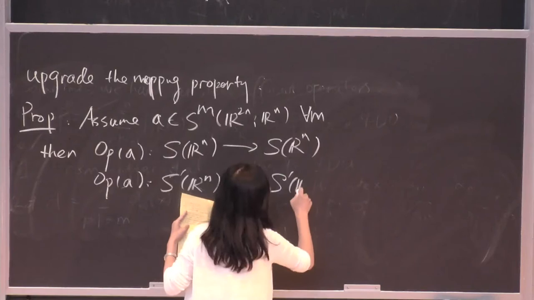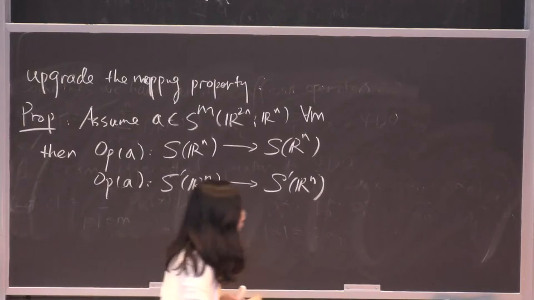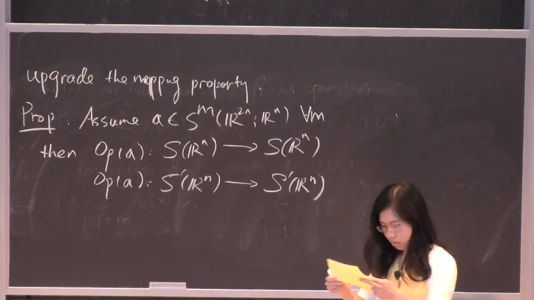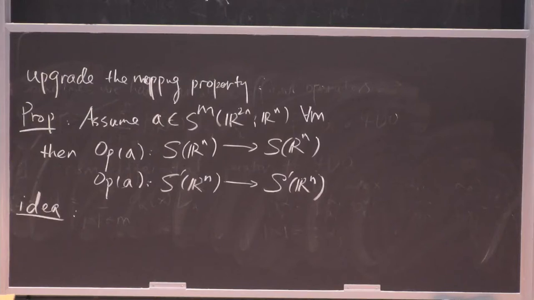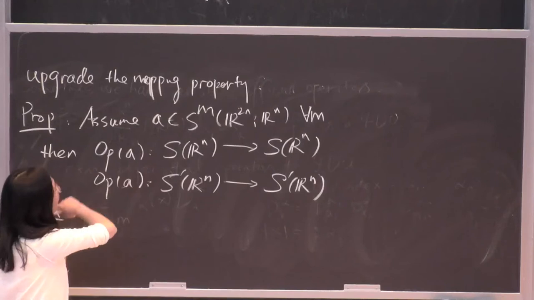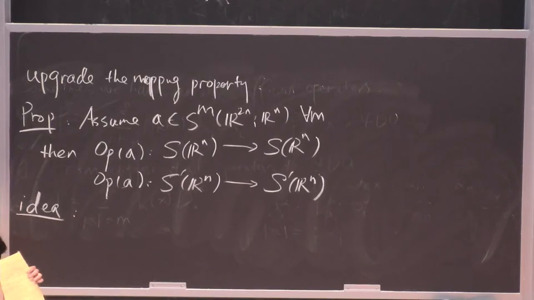So you'll see that the second line really follows from the first line. But the first line needs a bit of explanation, and hopefully I'll have a tiny bit of time. Let me just say a bit about the idea. In the previous mapping property, how did we get this L infinity? I just needed the integral to converge. Now, to show that Op A acting on a Schwartz function gives a Schwartz function, it means that if I keep applying this differentiation and multiplication by x, I should still get L infinity.